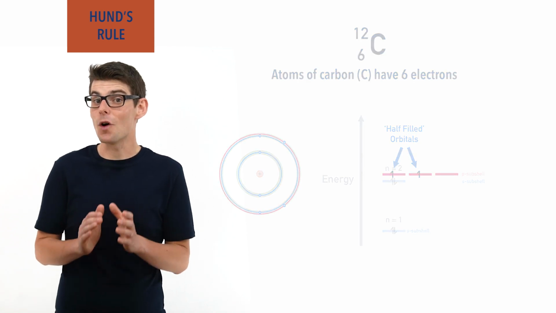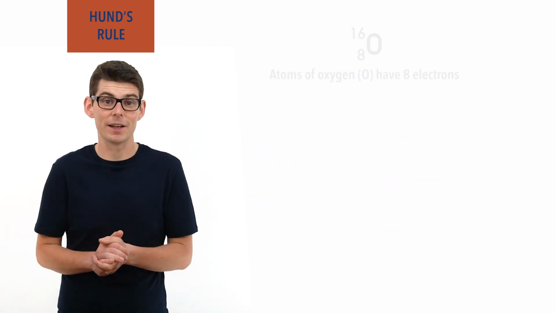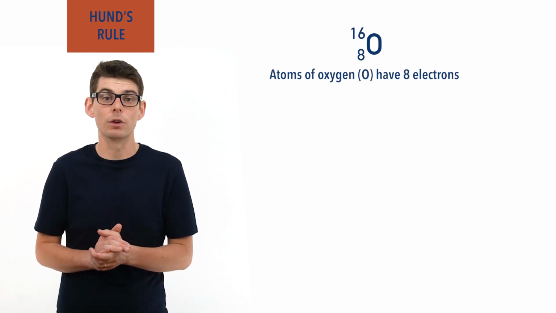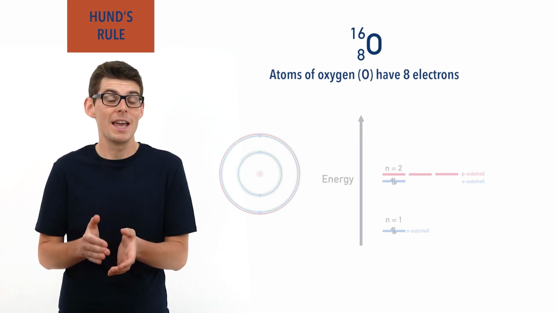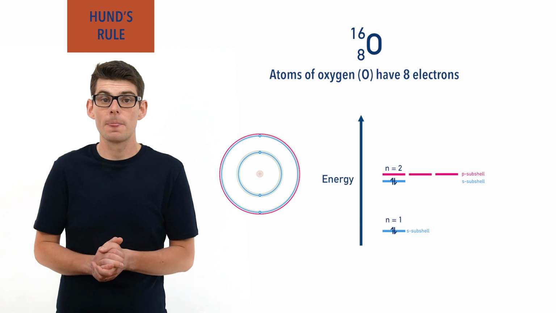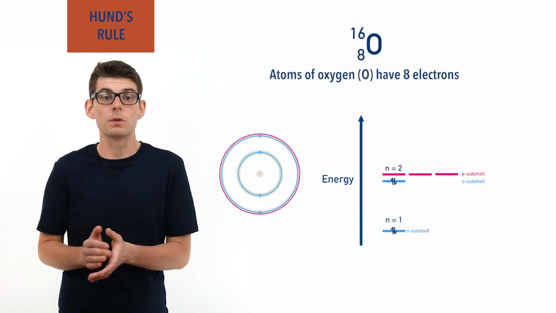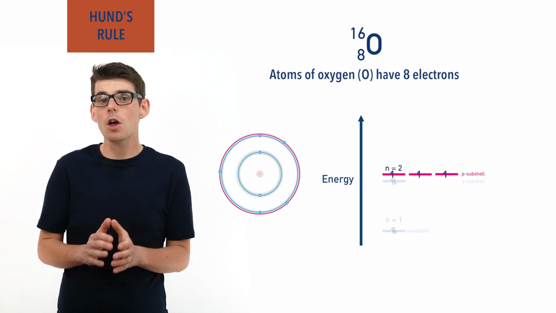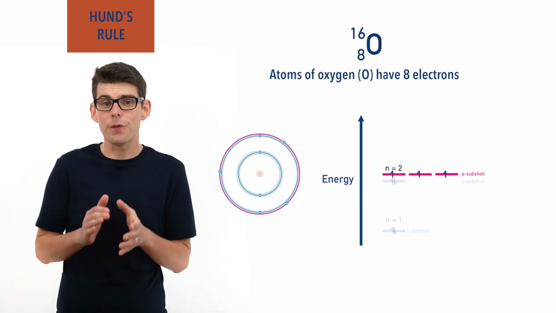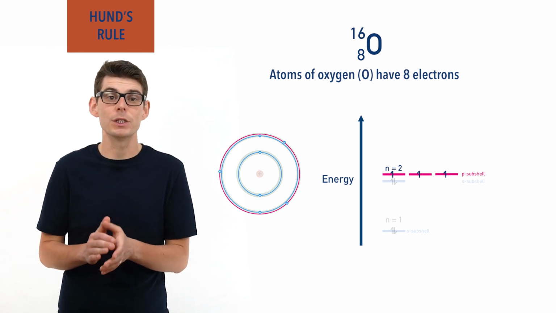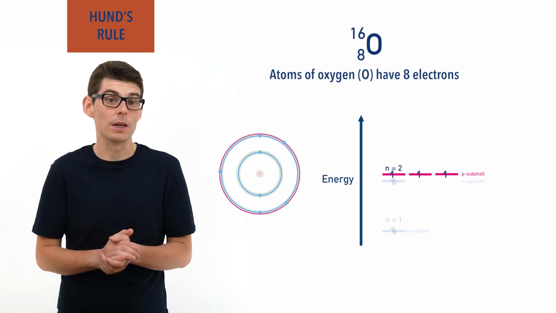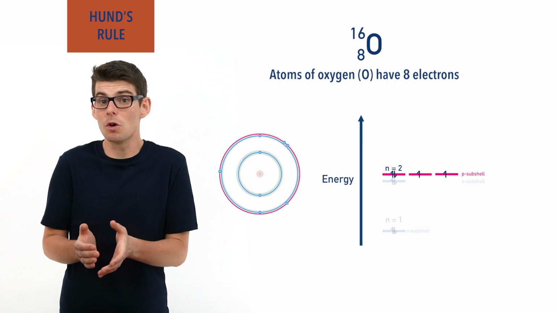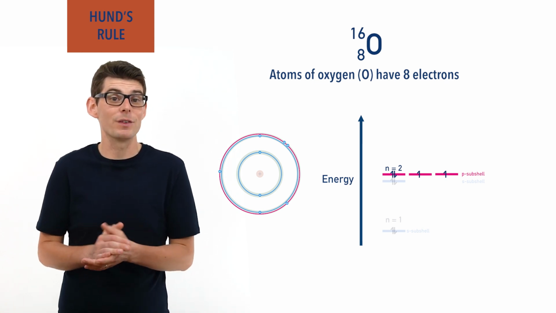If we took an atom of oxygen, however, which has 8 electrons, so 2 more than carbon, there are now 4 electrons to put in the p subshell in the n equals 2 energy level. Well, at first the orbitals will all be half-filled to avoid repulsion. But as there are only 3 p orbitals, the 4th electron will have to go into an already half-filled p orbital, meaning repulsion will occur. And actually, this orbital's energy will increase ever so slightly.